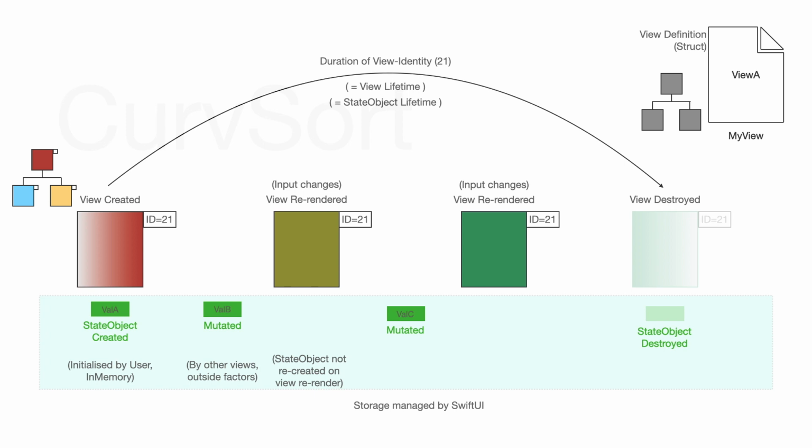The state object lifetime. When a view object is created, its state object is also created and initialized with the value that is given to it. When the view object is destroyed, the state object is also destroyed. In between, during the lifetime of the view object, the state object is retained and is not recreated at the time of changes in view inputs. The lifetime of the view defines the lifetime of its state object.